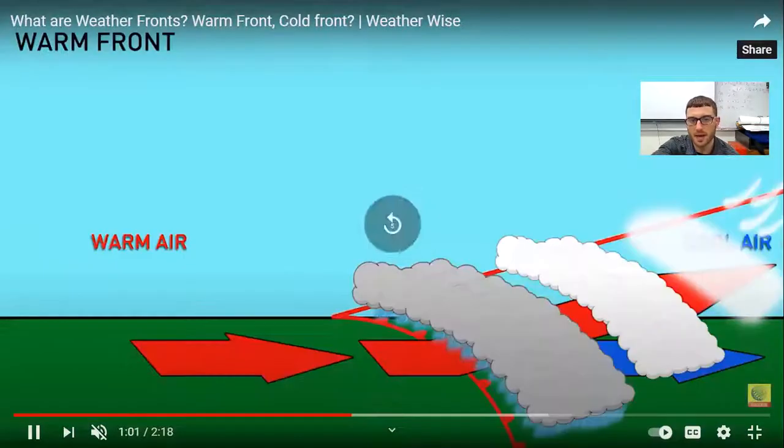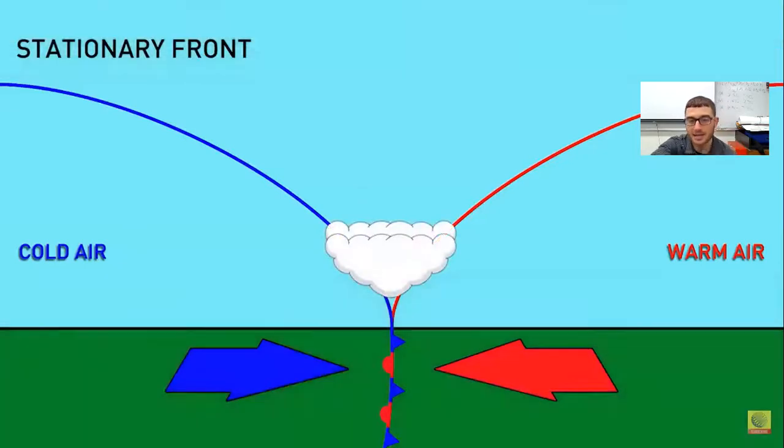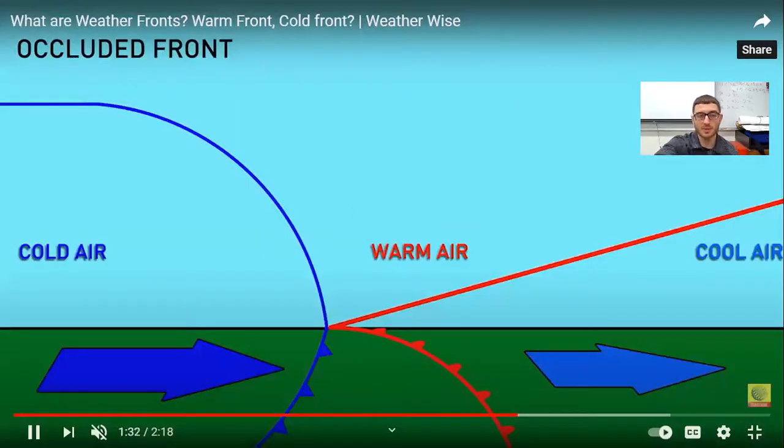And that brings about moderate rainfall. Then we've got a stationary front, which is where there's a tie. And you'll see the blue triangles and the red circles in that one. And then lastly, we have an occluded front where the cool air dominates the warm air. It doesn't just push it out of the way, it overtakes it.